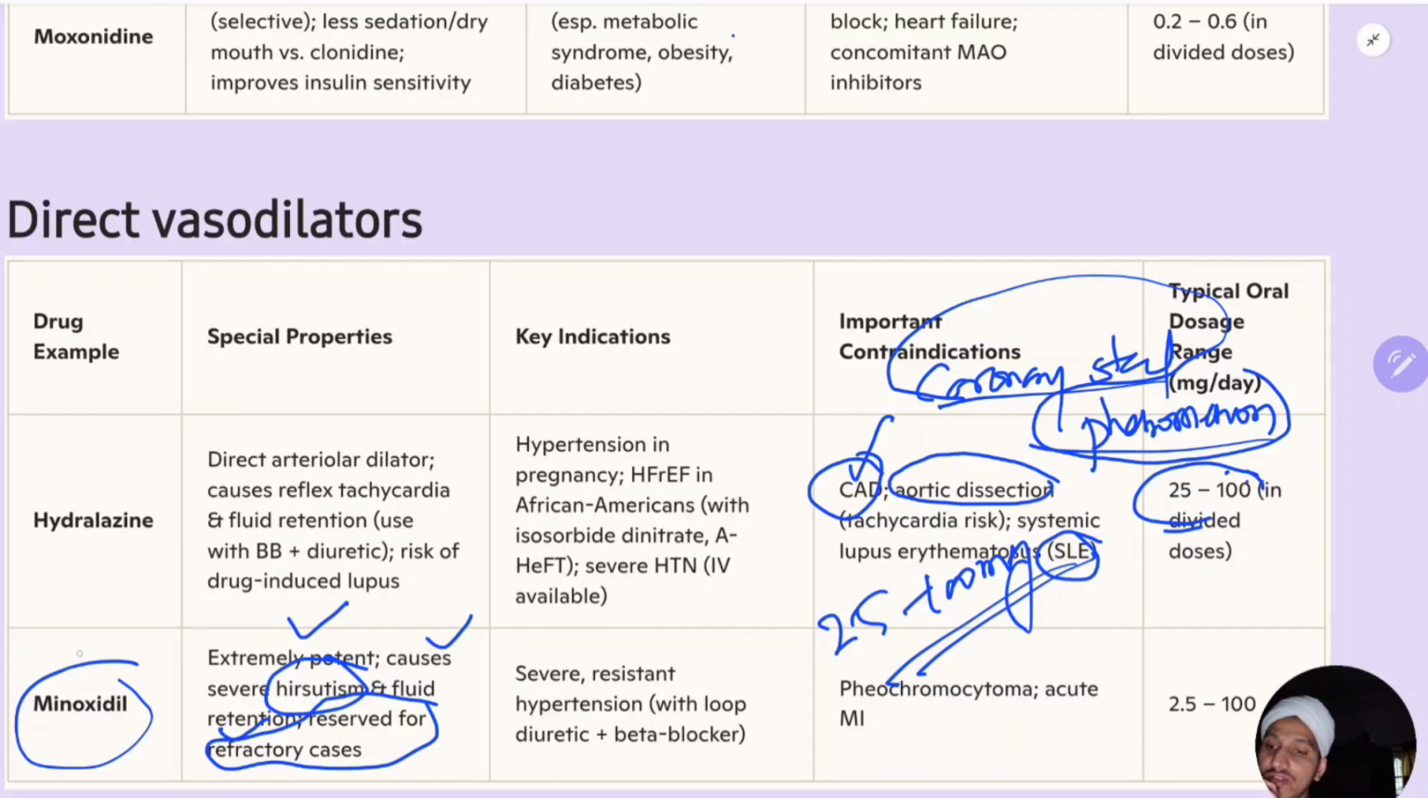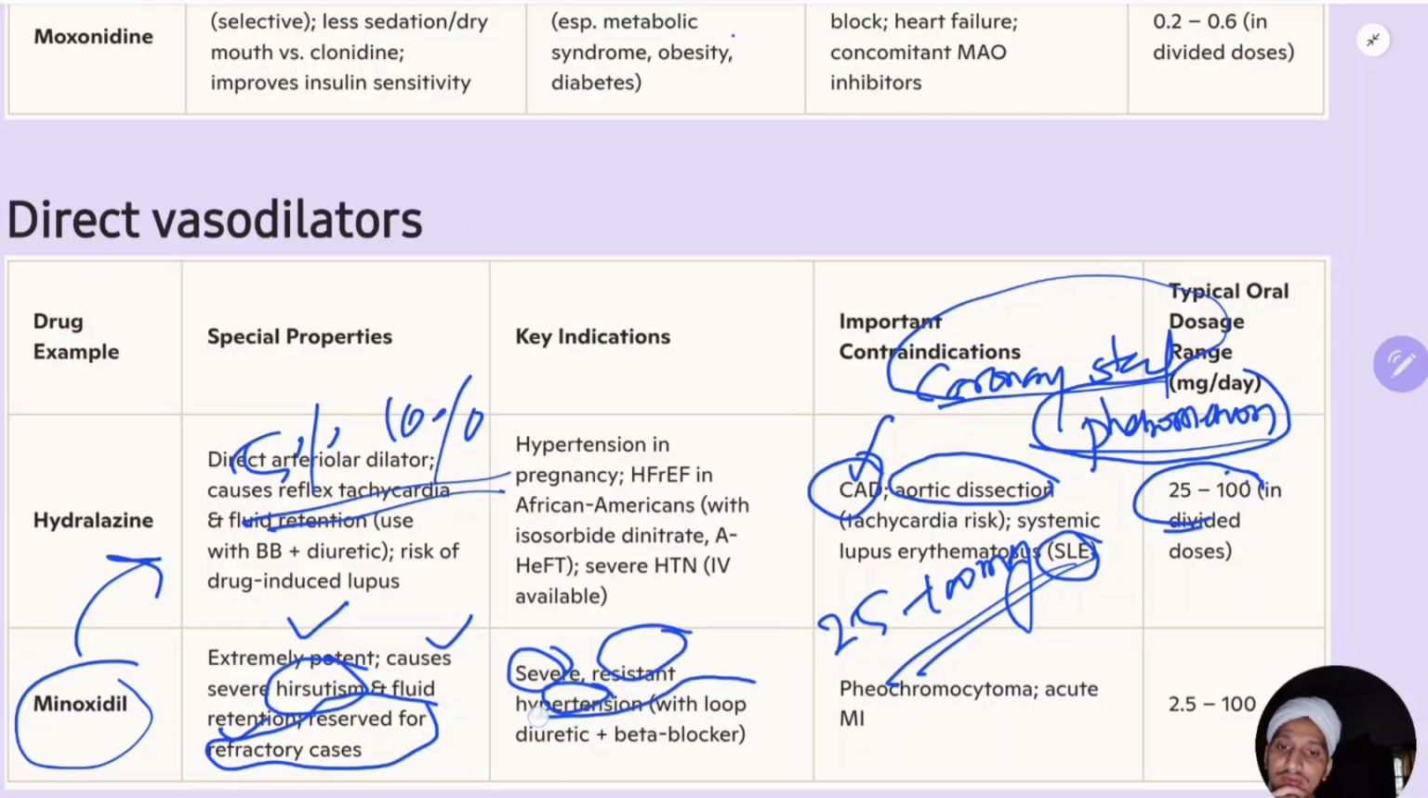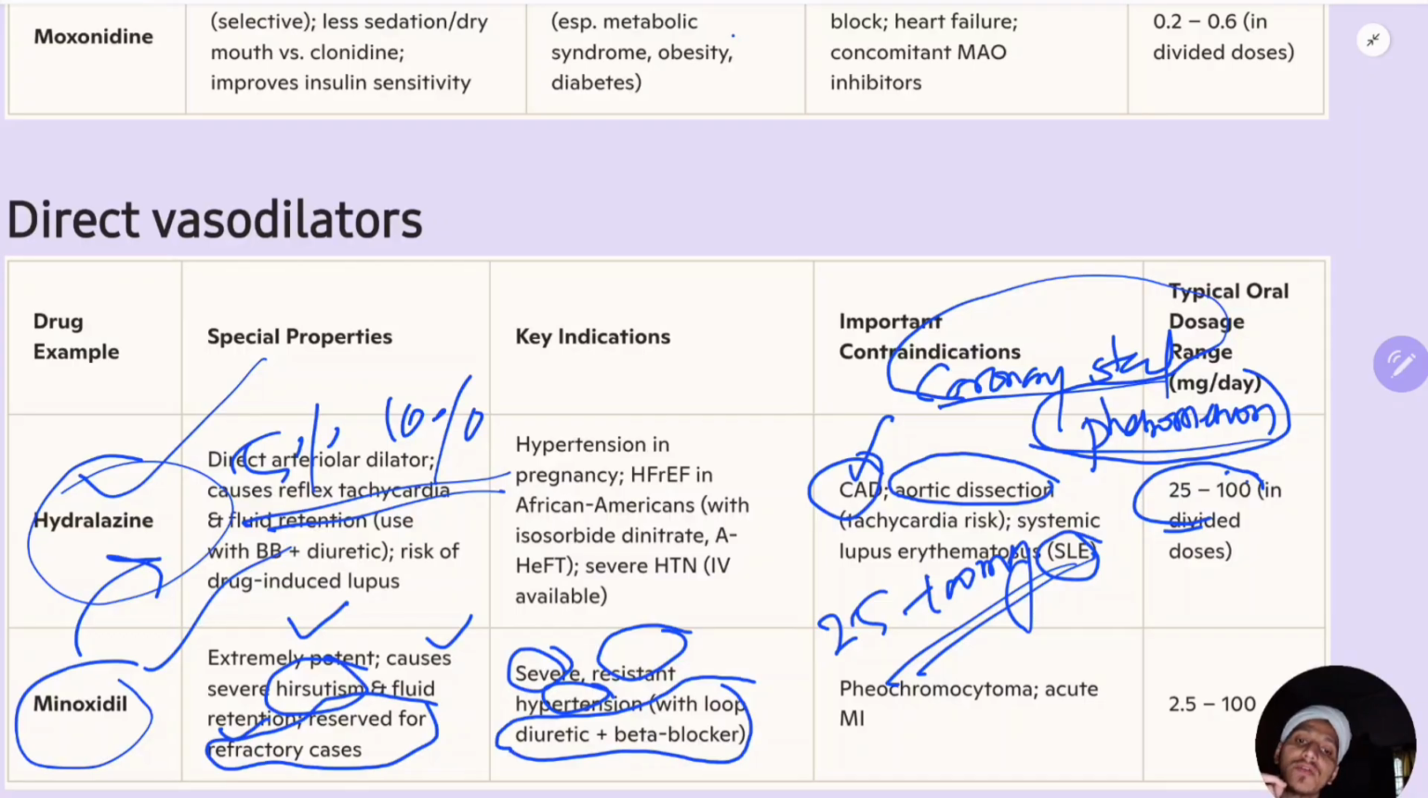So you know this is used as 5% and 10% topical hair oil in patients having alopecia, androgenetic alopecia. There it is used. But this is also used in refractory cases of hypertension. So severe resistant hypertension, along with a beta blocker and loop diuretic, because it causes fluid retention similar to hydralazine. So both these drugs, hydralazine and minoxidil, should be used with a beta blocker and diuretic.